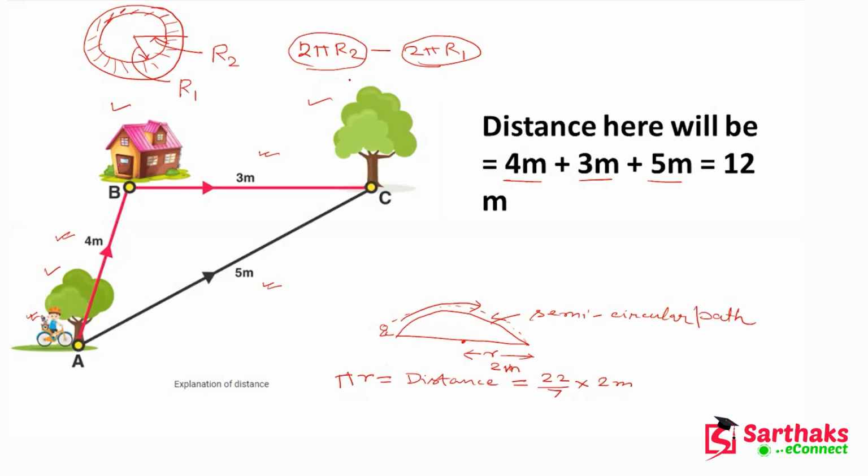Distance covered means which path you are following. It may be a semicircular path, it may be a circular path, or it may be 4 meter, then 3 meter, then 5 meter. That means how much length you are covering is important. The direction is not important, right? So, this is the distance.